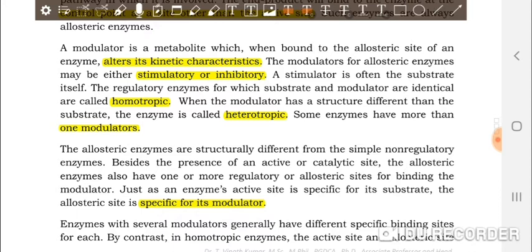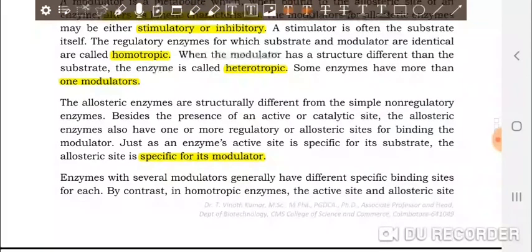We can categorize these two types further into homotropic and heterotropic. Homotropic is where the same substrate may act as a modulator. Homo means same: both the substrate and the modulating compound are the same. Heterotropic is entirely different: the substrate and the modulator are different, and the modulator binding site is also different.